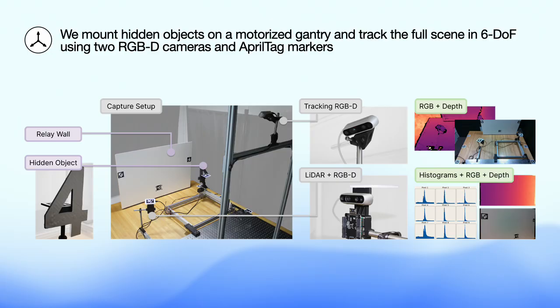Our capture system is built to elicit clean 3-bounce returns. Our low-cost LiDAR is paired with an RGBD camera and pointed at a flat relay wall. The hidden object sits on a motorized gantry just outside of the LiDAR's direct field of view, ensuring that everything we measure is indirect multi-bounce light from that hidden object. To make the captures fully reproducible, we use a second overhead RGBD camera together with AprilTag markers on the LiDAR, the wall, the table, and the object itself, giving us accurate 6-degree of freedom poses for every component in every capture.